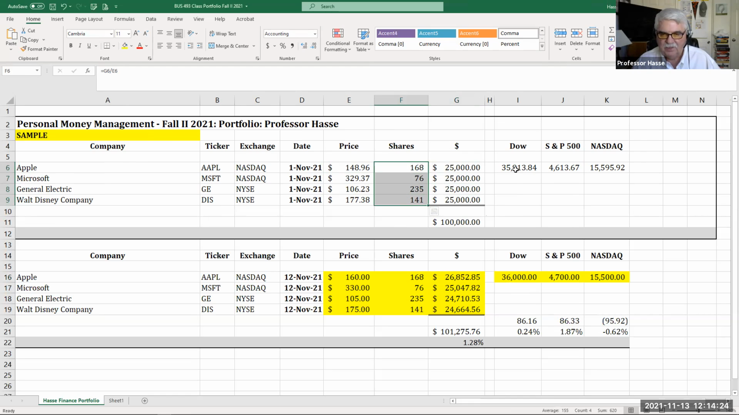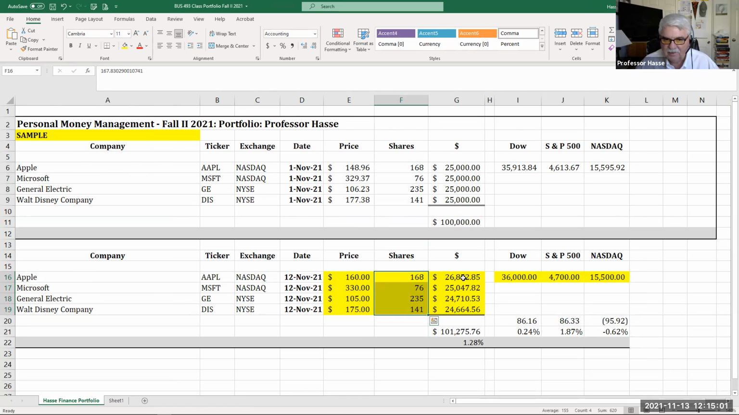We also found the 3 different market indexes, the Dow, the S&P 500, and the NASDAQ, which are indicators of the overall stock or equity markets. Now what I'd like you to do is take that information and find your stock prices as of Friday, November 12th, and put those stock prices here. What you'll have to do though, and I explained this in our last class, is copy these shares down to here and just paste them as values.